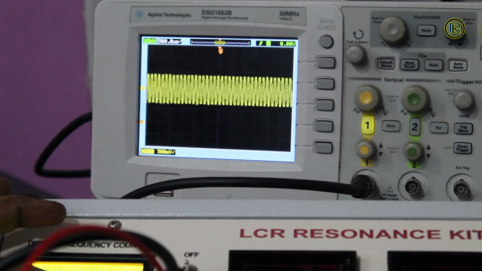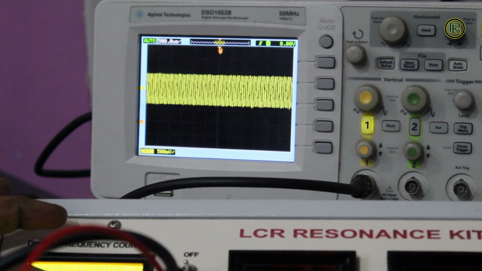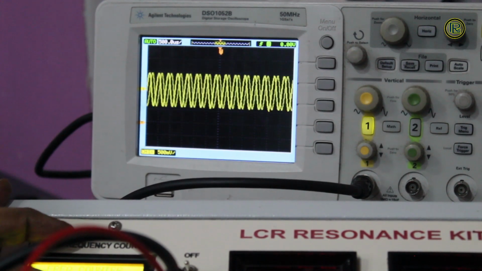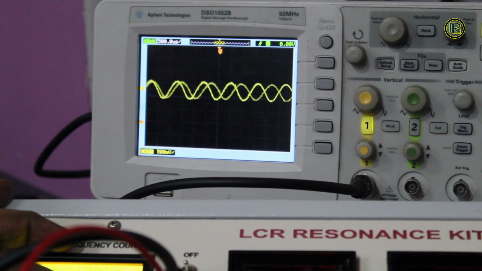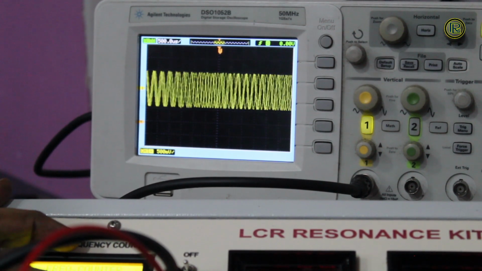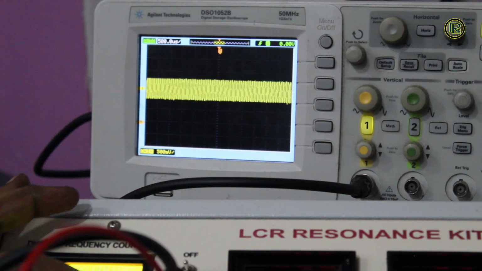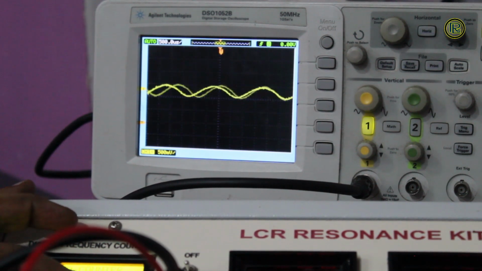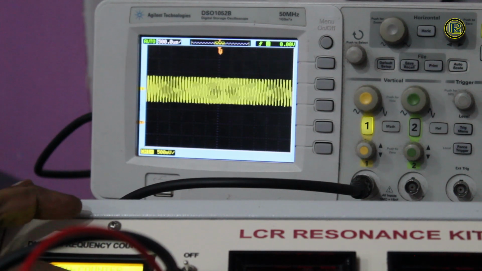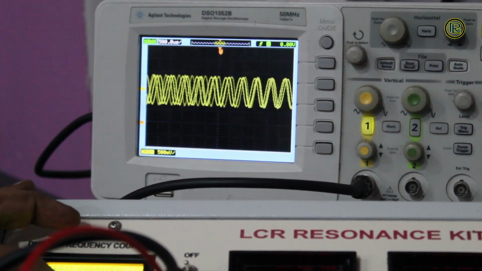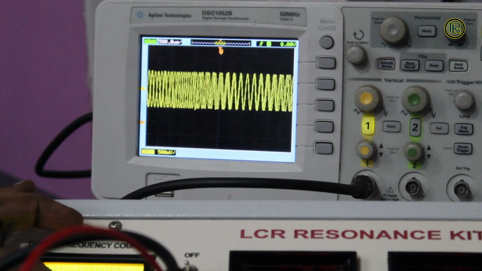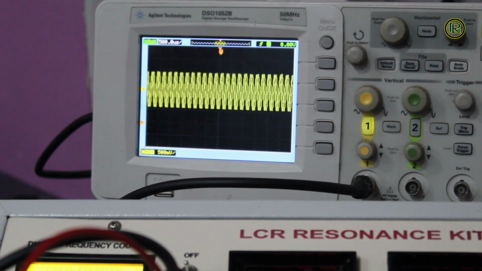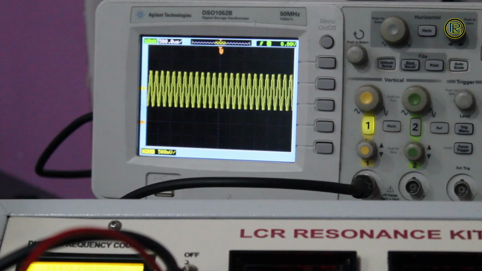It is increasing, increasing, and now it is coming down. So it is increasing and then it is coming down. When the amplitude is maximum, then the resonance occurs, and looking at this oscilloscope signal, we can correctly find out where the resonance frequency is. So this series part is over.